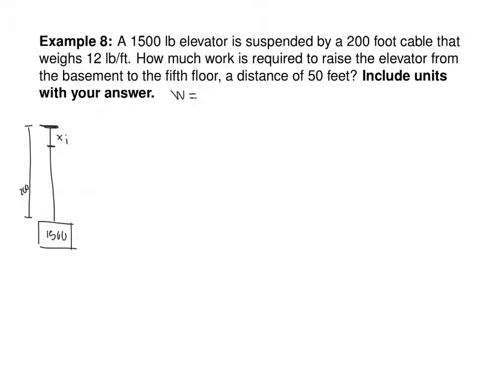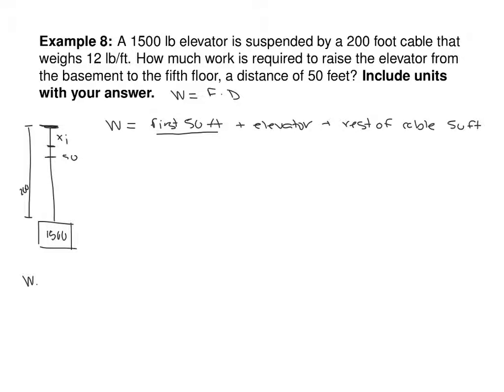So in general, the work is equal to the force times the distance traveled. Now, in this case, the work will be the work for the first 50 feet plus the elevator itself plus the rest of the cable that also moves 50 feet. So the first 50 feet is the part that's trickiest because in that first 50 feet, every single piece moves a different distance. So the work to move a slice is the force on that slice times the distance that that slice moves.